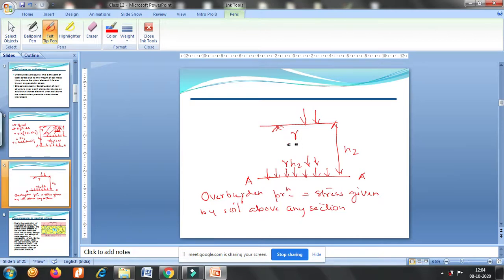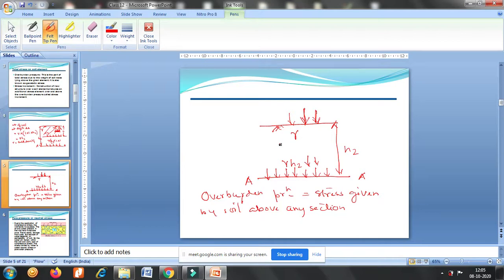And in the second case, in the case of stress increment, it is the stress acting on the line AA, given by the additional load which is placed on the ground surface. So this is an additional load. If we place a footing or something on the ground surface, then that will give an additional stress on the soil mass at the level of AA, and that is called the stress increment.